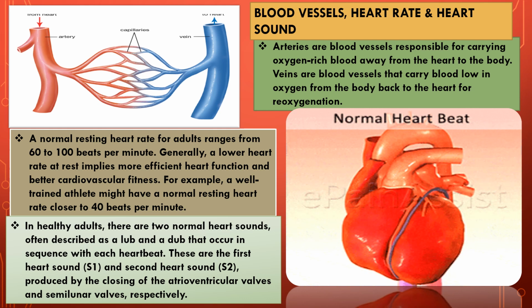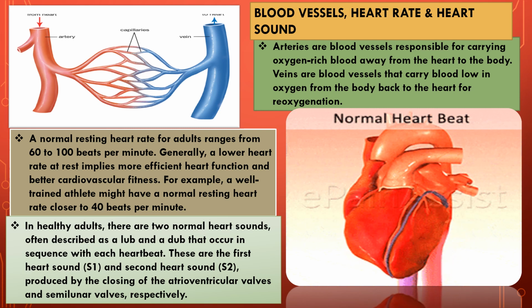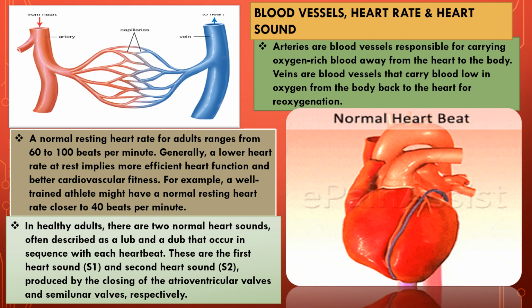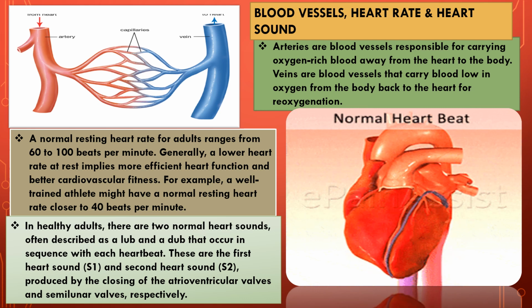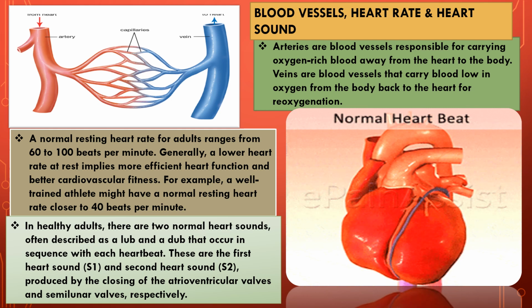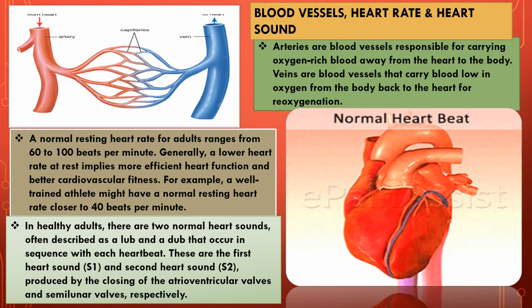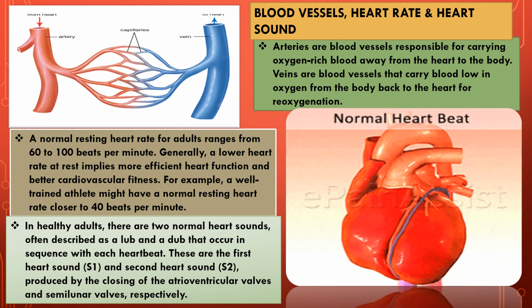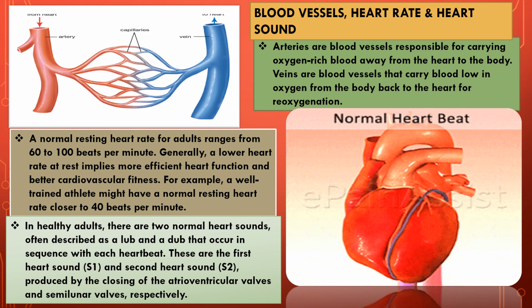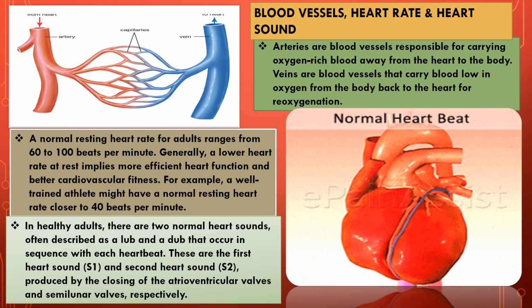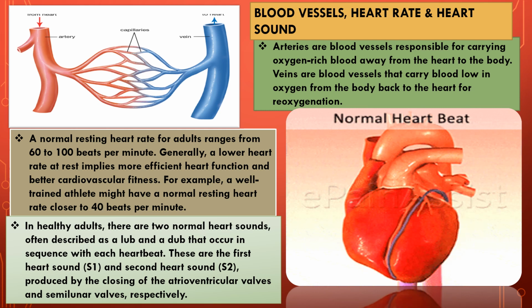In healthy adults, there are two normal heart sounds, often described as a lub and a dub, that occur in sequence with each heartbeat. These are the first heart sound, that is S1, and the second heart sound, that is S2, produced by the closing of the atrioventricular valves and semilunar valves respectively. See the diagram here, the normal heartbeat, that means how the heart beats, has been clearly shown. It's a very interesting diagram.